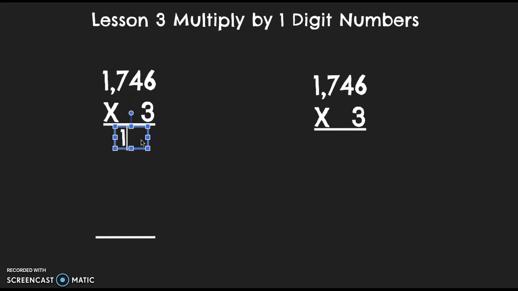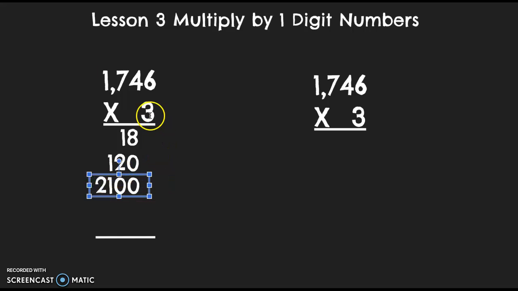So 6 times 3, I got 18. 3 times 40, I got 120. 3 times 700, 3 times 7 is 21, so 700 is going to be 2,100. Just move that over a little bit so they line up. And then 3 times 1,000 is going to be 3,000. I get it so that one lines up.